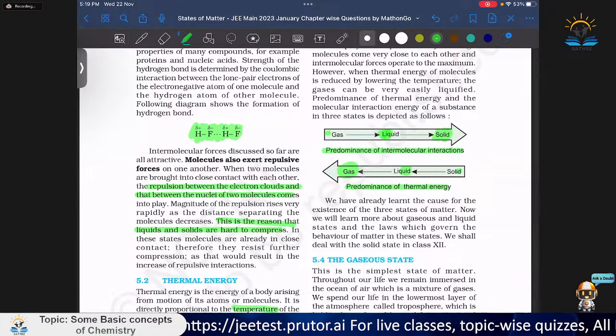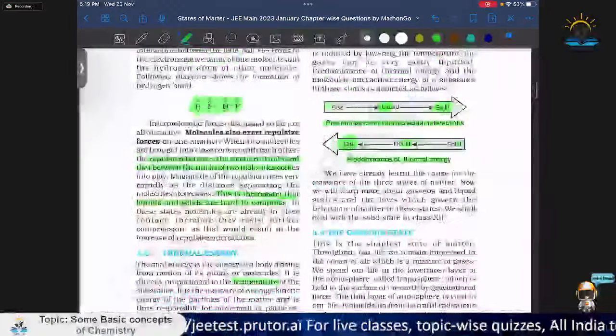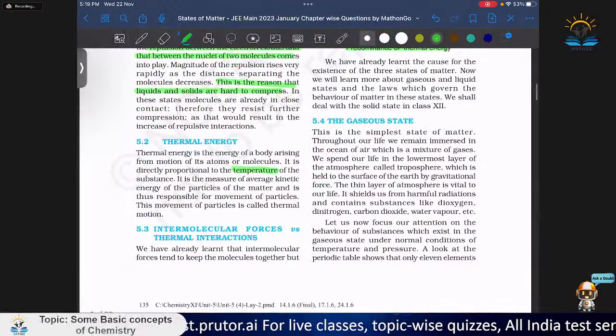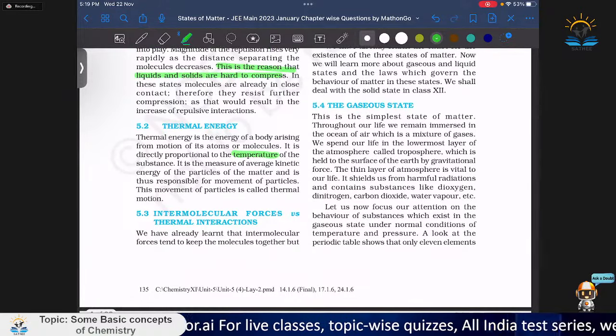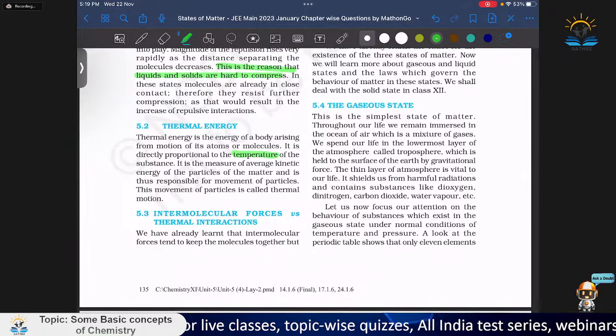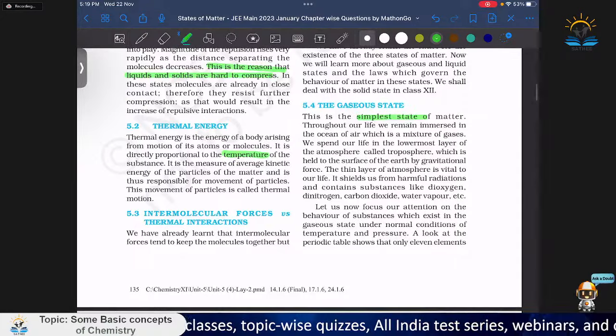Next, we move on to the gaseous state. So this is the simplest state of matter.